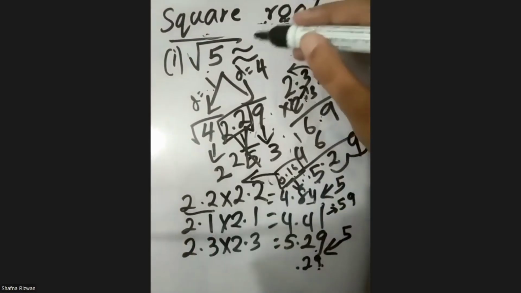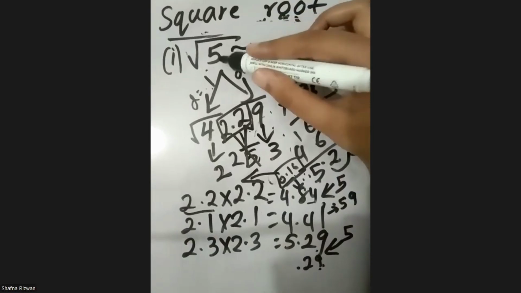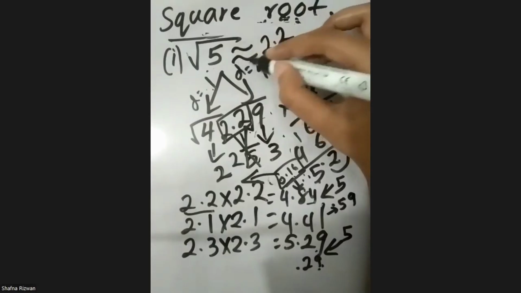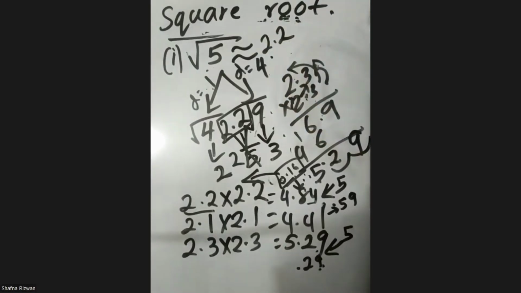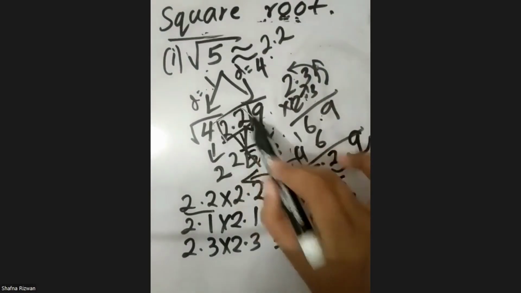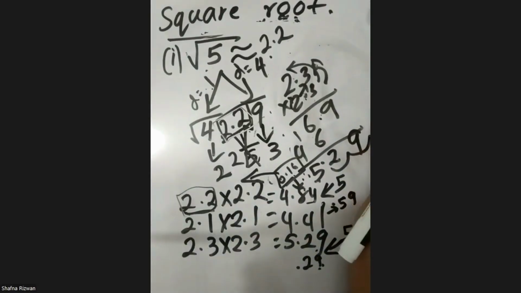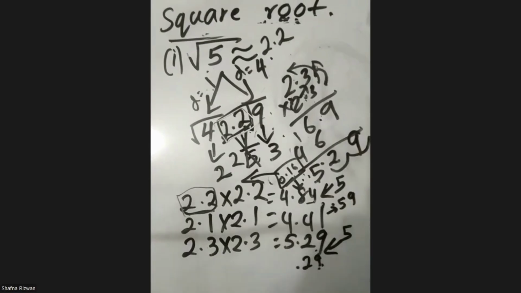So what's that value? 2.2. So what's the square root that is approximate to 5? That is approximately 2.2. Always write this symbol. See here, we did here and we got 2.2. Here also we got 2.2. Did you understand? Sometimes it happens. Okay. Now let's go towards the other question.